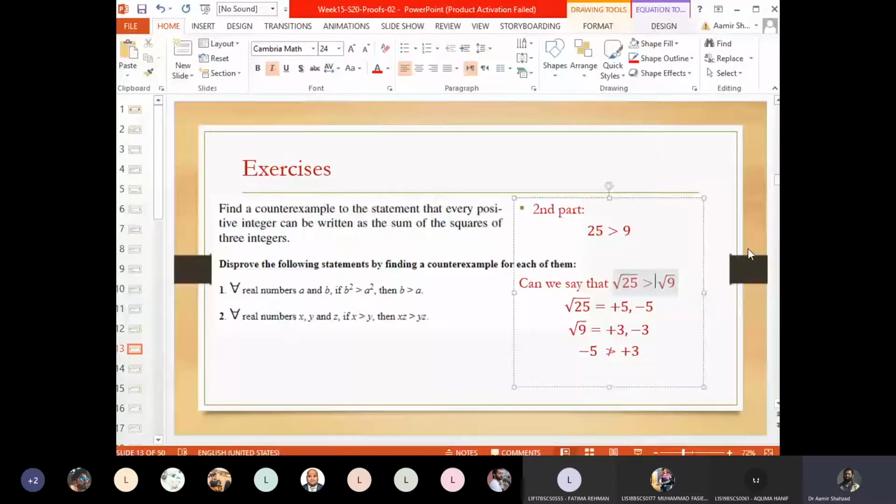But we know square root of 25 is not only plus 5, it's also minus 5. Plus 5 if you square, we will get 25. Minus 5 if we square, still we get 25. So square root of 25 is plus 5 and minus 5. Similarly, for 9, square root of 9 is plus 3 and minus 3.